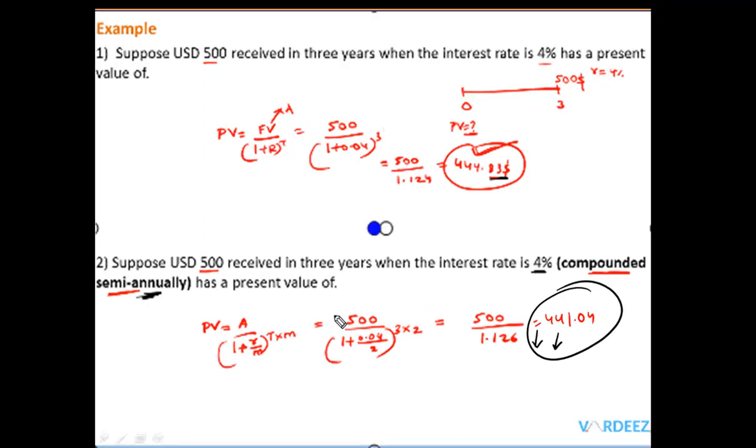Alright, so with this we finish with our different compounding frequencies. We have talked about present value, future value, and continuous compounding as well.